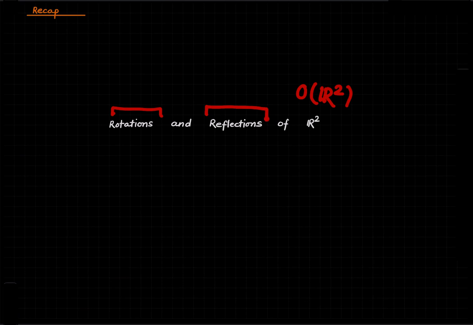Welcome to this lecture series in group theory. In the previous lecture, we looked at the orthogonal group of R2 in a very explicit way. We first defined what are rotations and then what are reflections, and then we saw that the orthogonal group of R2 is nothing but the union of the collection of all the rotations and the collection of all the reflections.